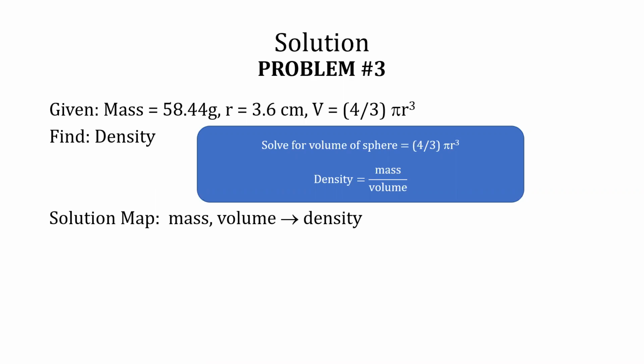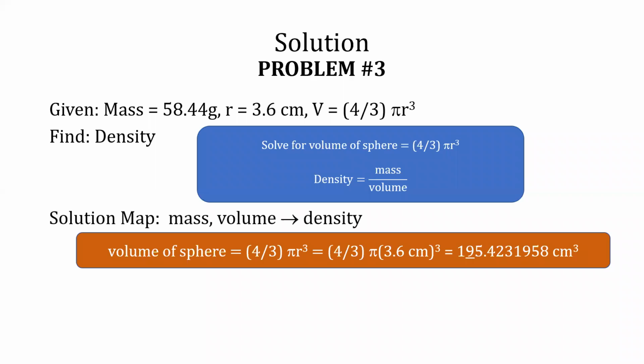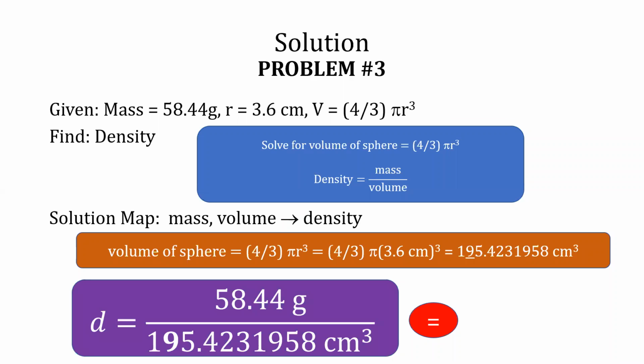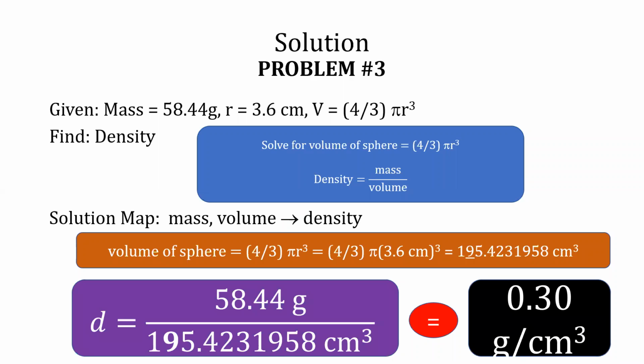In order to solve for the density of the sphere, one needs to first find the volume of the sphere, where once the radius is plugged into the volume equation, the volume of the sphere is 195.4231958 cubic centimeters. The density of the sphere, after plugging in the mass and volume of the sphere, is 0.30 grams per cubic centimeter.